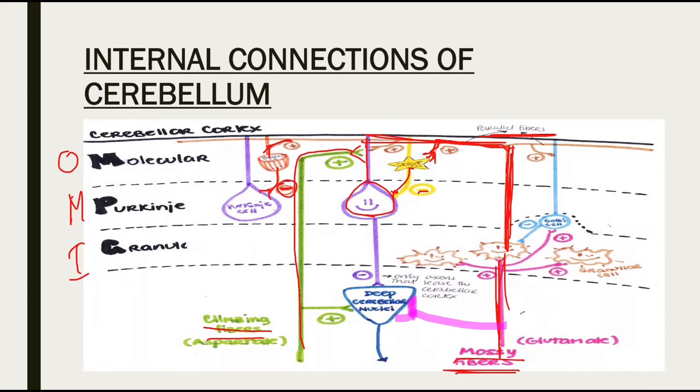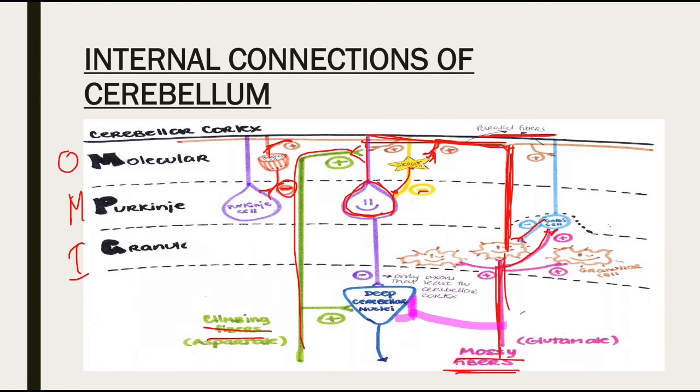This type of inhibition is called feed-forward inhibition. These granule cells, just stimulated by the mossy fibers, will also give an excitatory input to the Golgi cell, and the Golgi cell also releases the neurotransmitter GABA, an inhibitory neurotransmitter, and will inhibit this granule cell and affect the output of these granule cells.